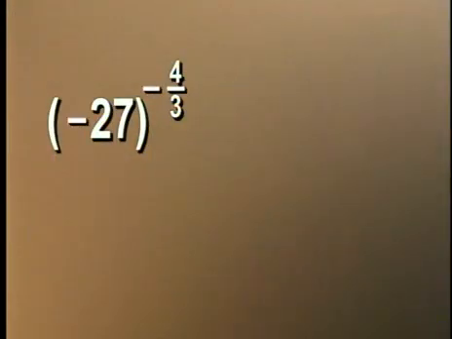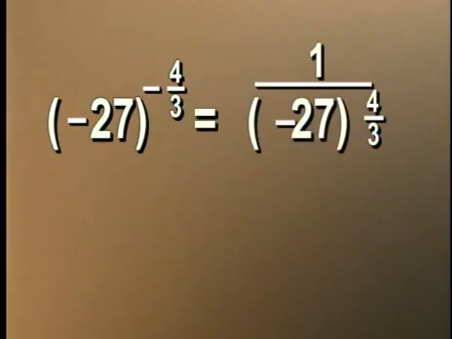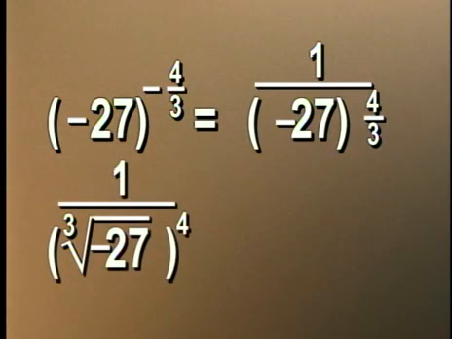Okay, negative 27 to the negative 4/3 power. Anytime we have a negative fractional power, we take care of the negative first. The negative power means take the reciprocal. So negative 27, in parentheses, to the negative 4/3 power is 1 over negative 27, in parentheses, to the 4/3 power. What does the 4/3 power mean? Well, it's a fractional power. The numerator is the power. The denominator is the root. So we're going to have 1 over the cube root of negative 27, and then we're going to raise that answer to the 4th power.